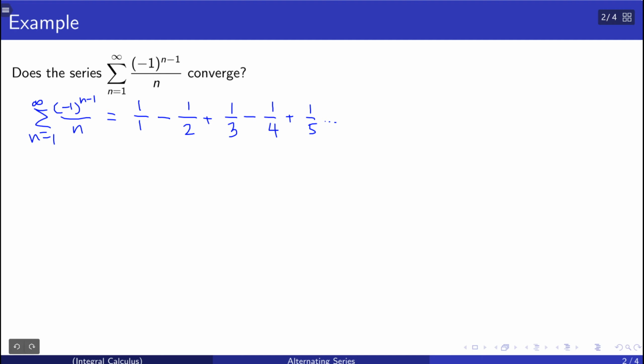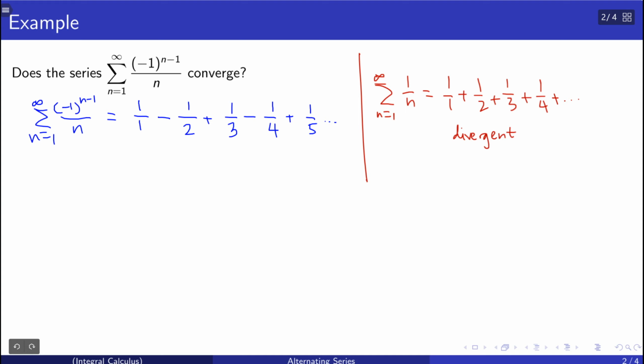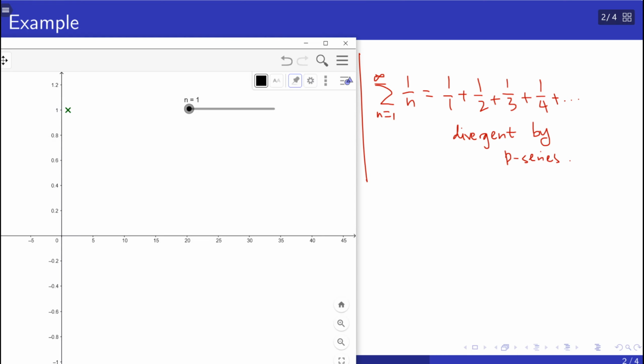And we already know that the harmonic series, which is the exact same series here but with all positive terms, is divergent. This is divergent by the integral test, or now you can just say by p-series. We already proved that fact. So what happens here if every other term we make a negative? I'll show you what that looks like here.